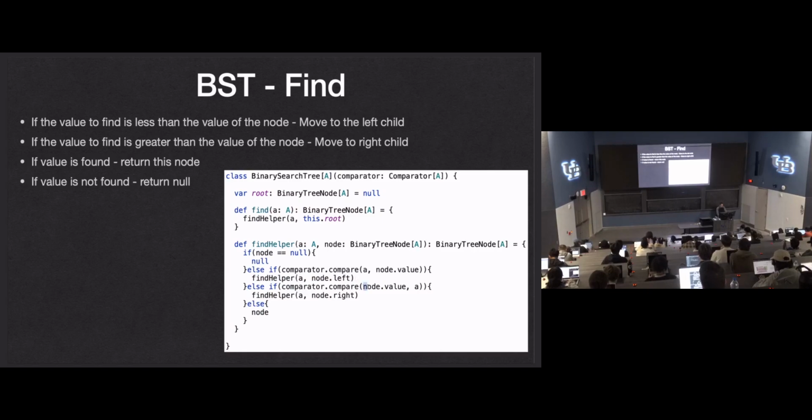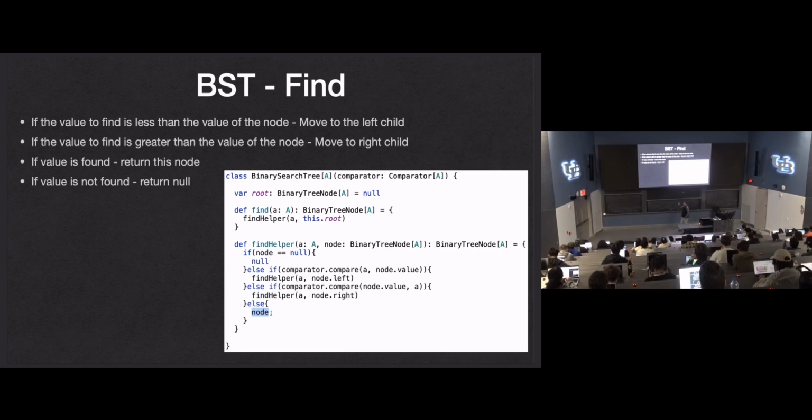If the value at the node we're currently visiting comes before A or is less than A, then we know the value we're looking for is over in the right. It has to be in the right subtree because that's how binary search trees work. That's the definition of them. If neither of these are true, then we know that this node contains the value we're looking for.